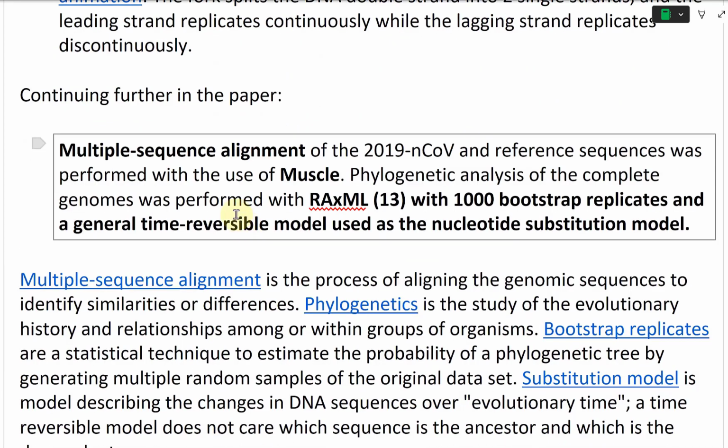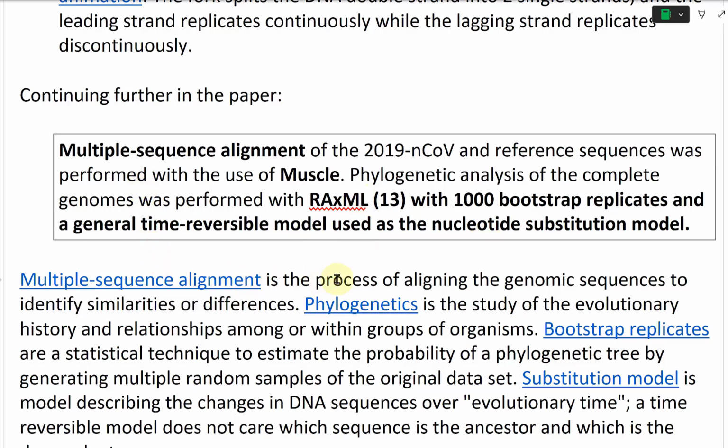So continuing further in the paper, multiple sequence alignment for the 2019 nCoV and reference sequences was performed with the use of MUSCLE. Phylogenetic analysis of the complete genomes was performed with RAxML version 13, with 1,000 bootstrap replicates and a general time reversible model used as a nucleotide substitution model. All right, let's make sense of all this.